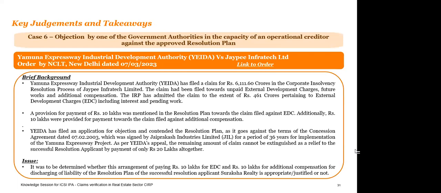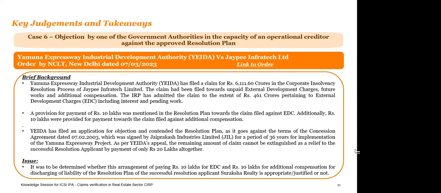This case is regarding one of the government authorities who objects to a resolution plan in the capacity of an operational creditor. This is the case of JP Infratech, where this government authority, EIDA, that is Yamuna Expressways Industrial Development Authority, filed a claim in the capacity of operational creditor, and when their claim was admitted, it was admitted to a shorter amount.